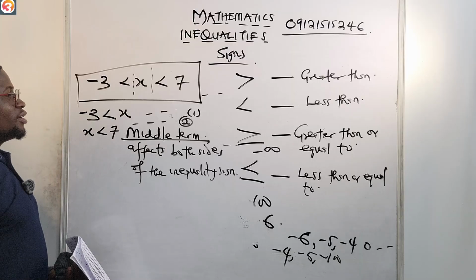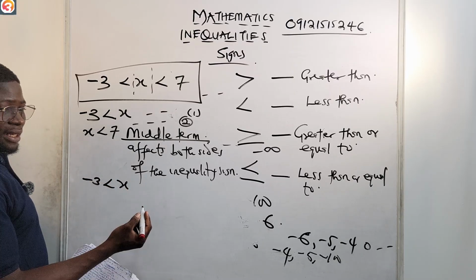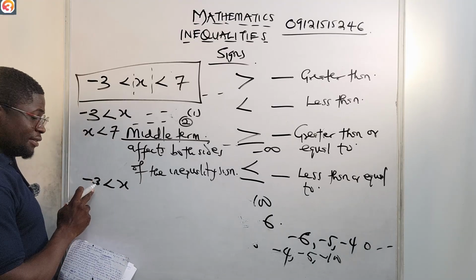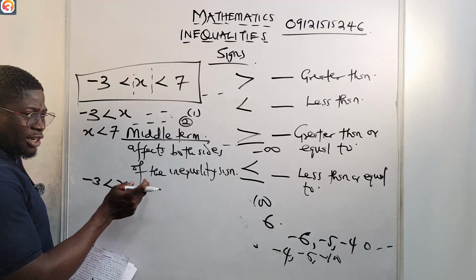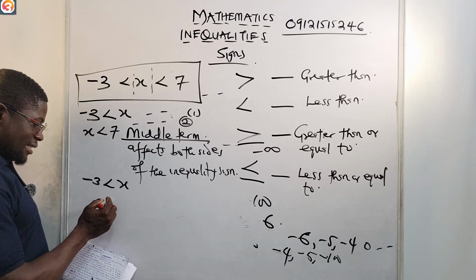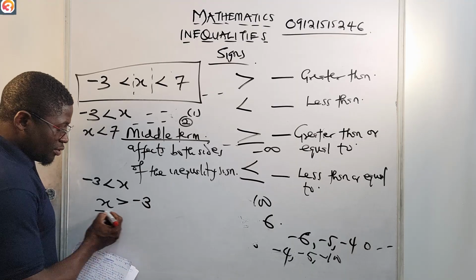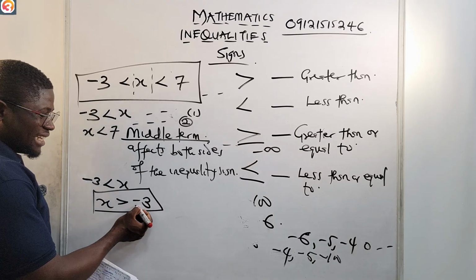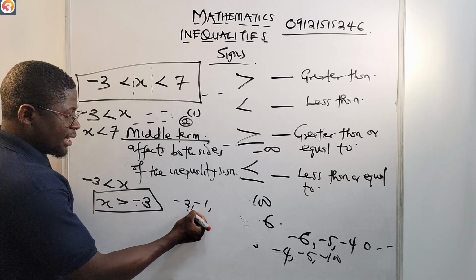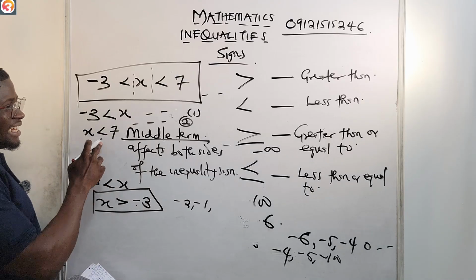All right. And if minus 3 is less than x, what does it mean? It also means, I remember what I was telling you from the beginning, if I say something is less than something, it means that the other thing is bigger than the first thing. If minus 3 is less than x, it means that x is greater than minus 3. That means the values that will satisfy this inequality will be values that are greater than minus 3. For example, minus 2 is greater than minus 3, minus 1 is greater than minus 3, they will satisfy this inequality. Then for this one also, x is less than 7.